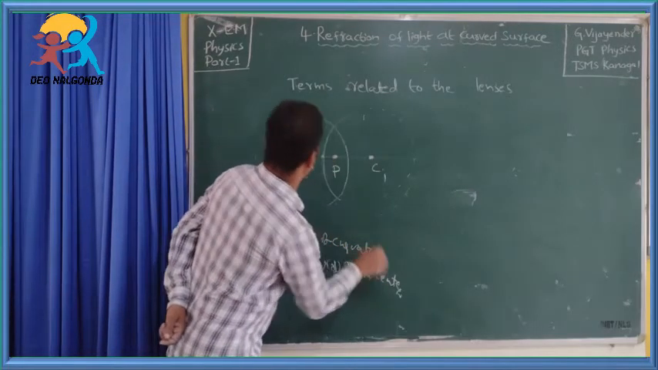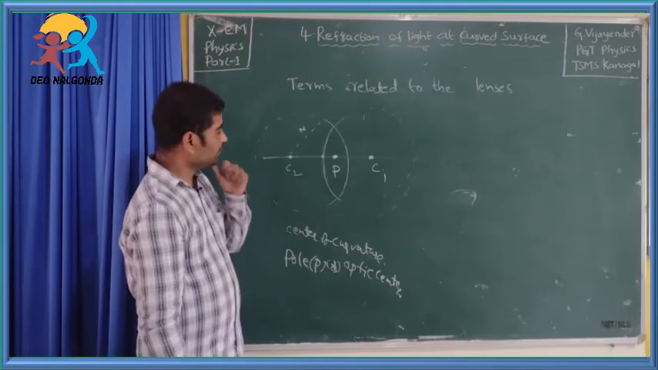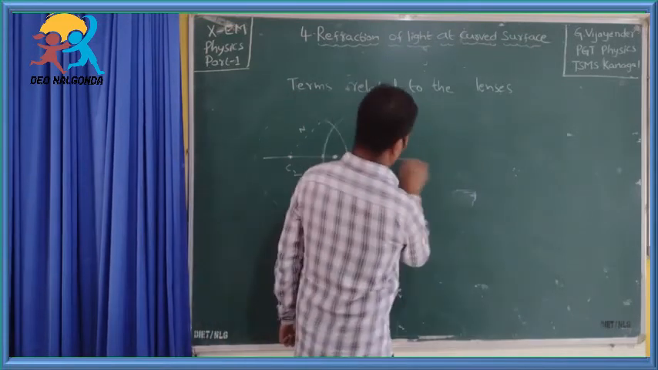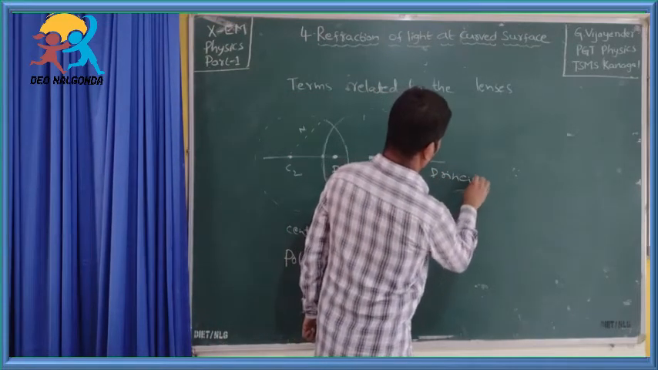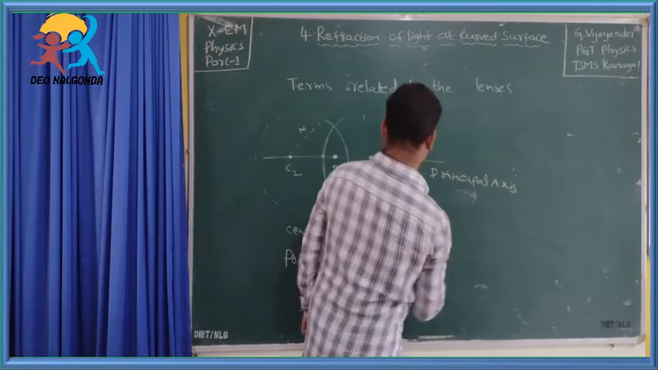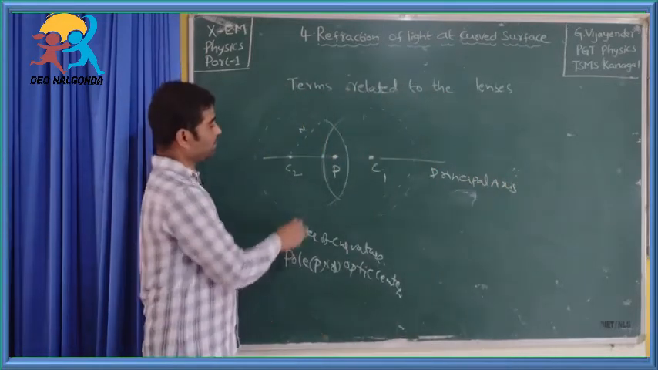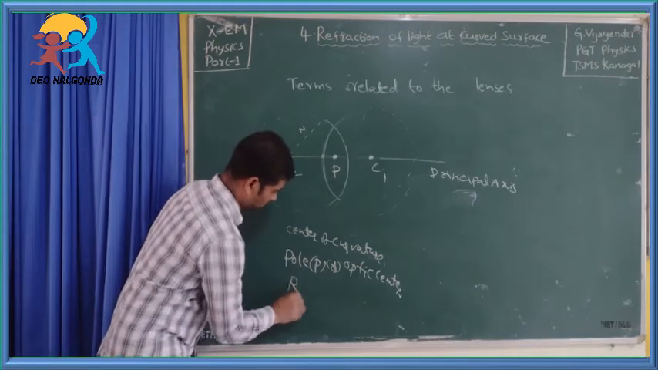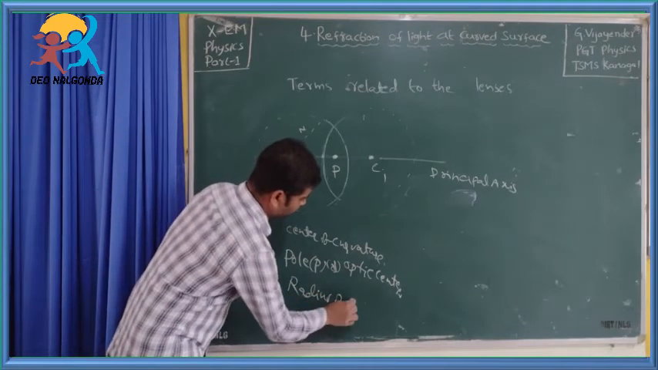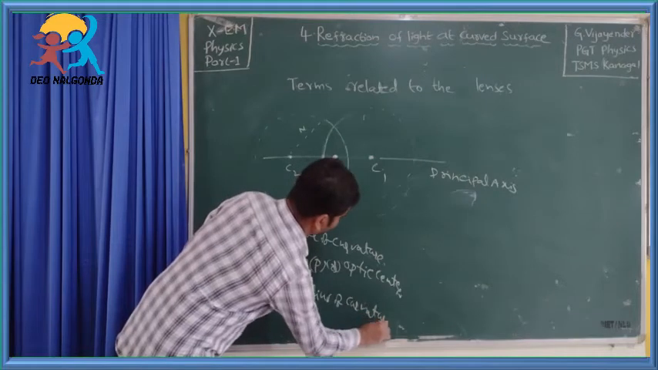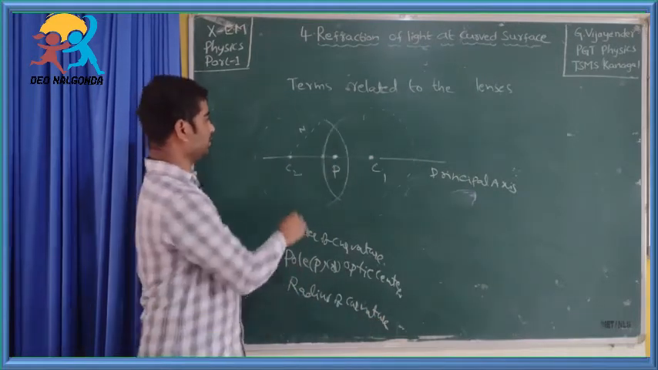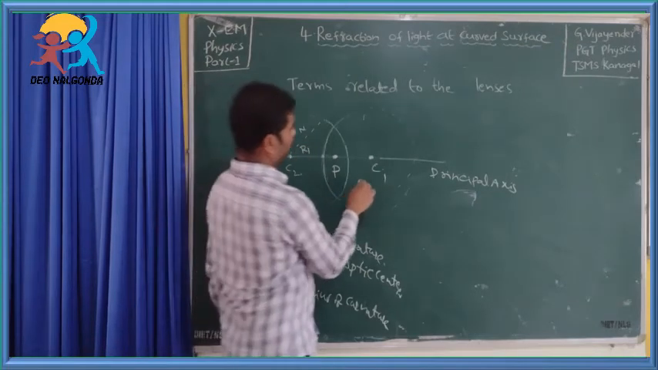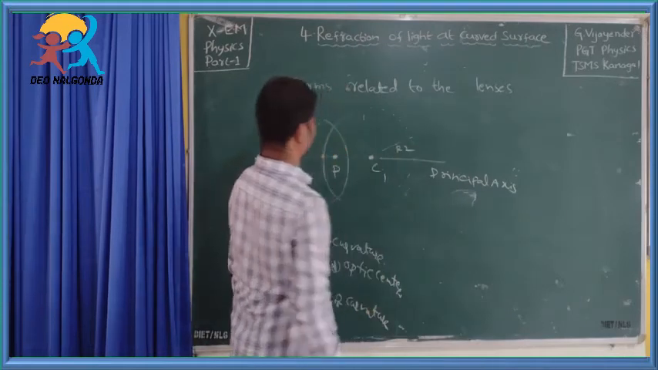The line passing through the two centers of curvature, C1 and C2, is called the principal axis. And the radius of the sphere is called the radius of curvature. Here we have two spheres, so it has two radii of curvature, R1 and R2.